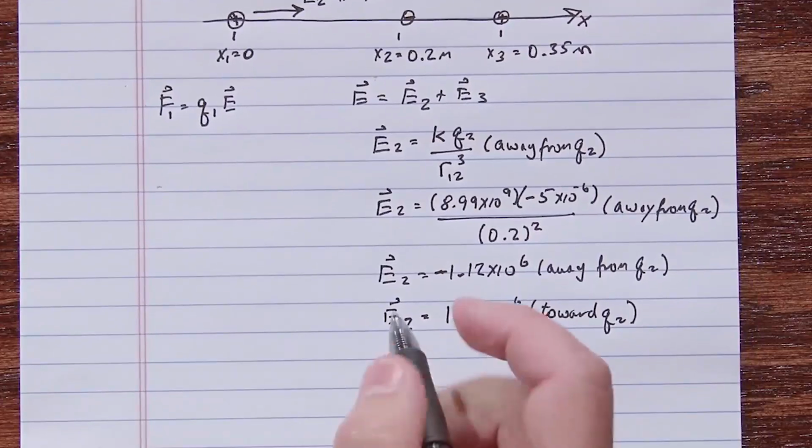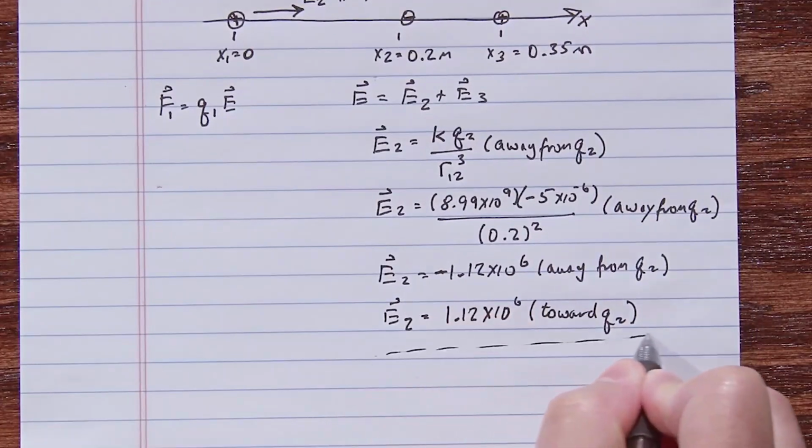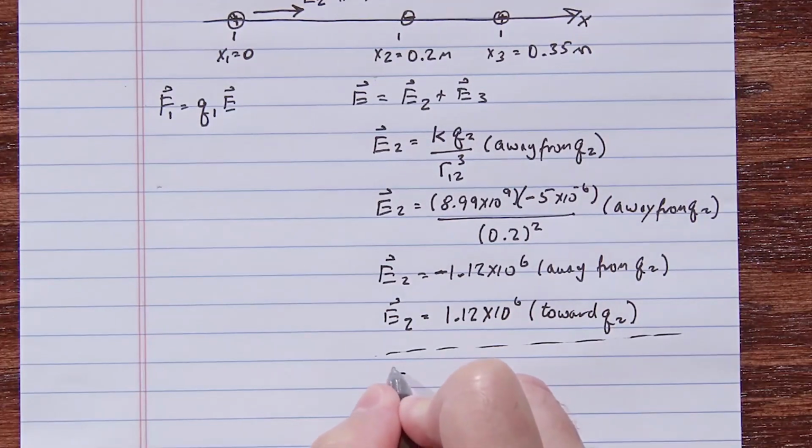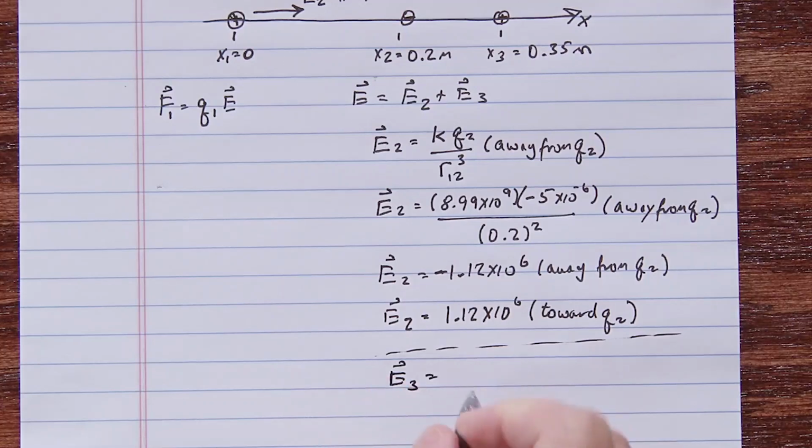How about the electric field from charge 3? E3 is very similar. K Q3 over R13 squared.